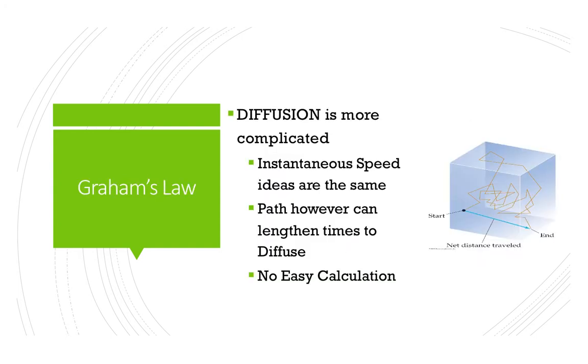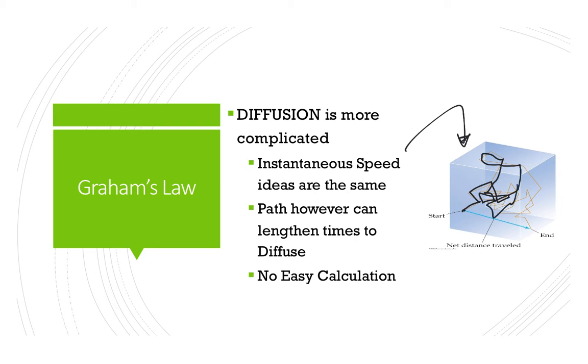When we talk about diffusion, the idea is the same, right? The instantaneous speed ideas are the same, so you can go ahead and have particles that are moving faster. However, as a particle starts moving through the space, it'll bounce into other particles, changing its direction.